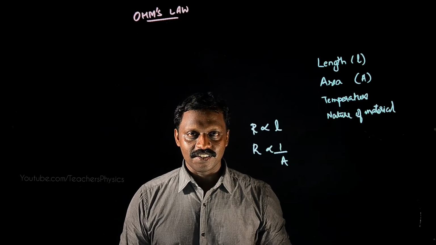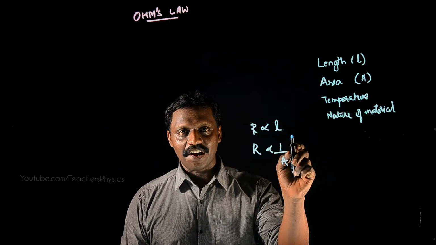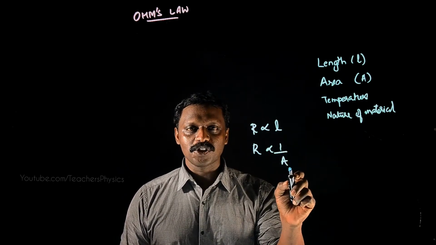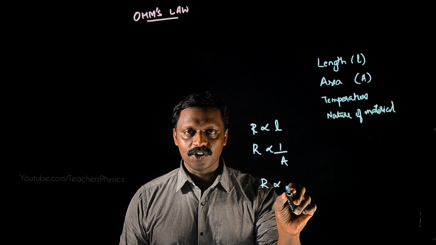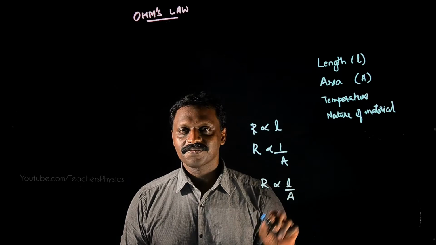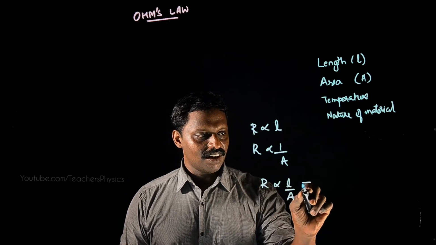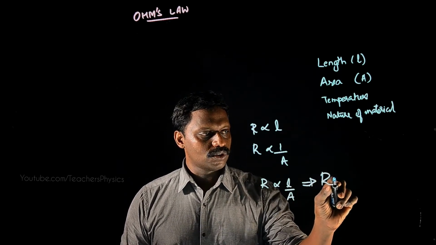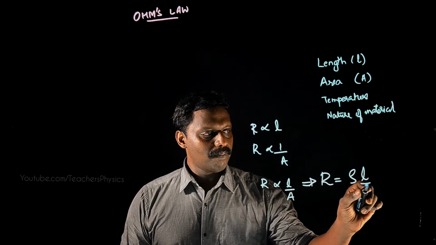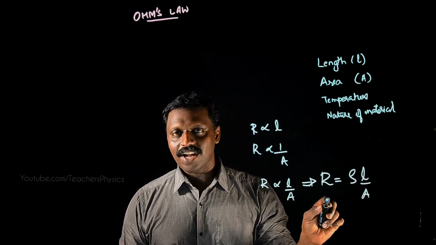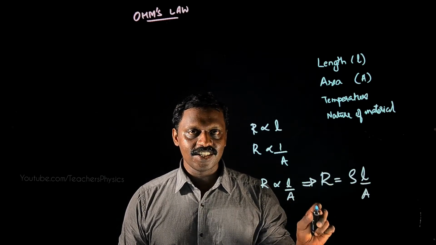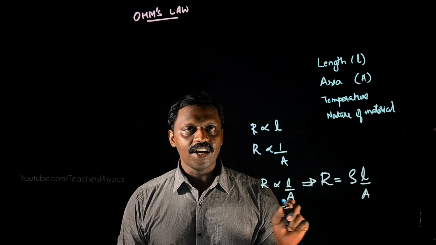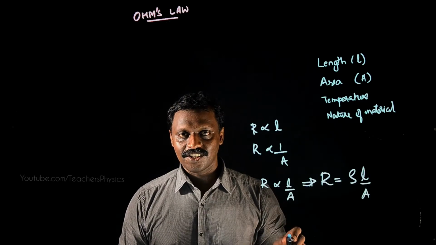Since electrical resistance is directly proportional to the length of the conductor and inversely proportional to the cross-sectional area, combining we can write R proportional to L over A. So this can be equated as R equals rho L by A. The constant of proportionality, rho, is known as the electrical resistivity of the material. It's also known as specific resistance.